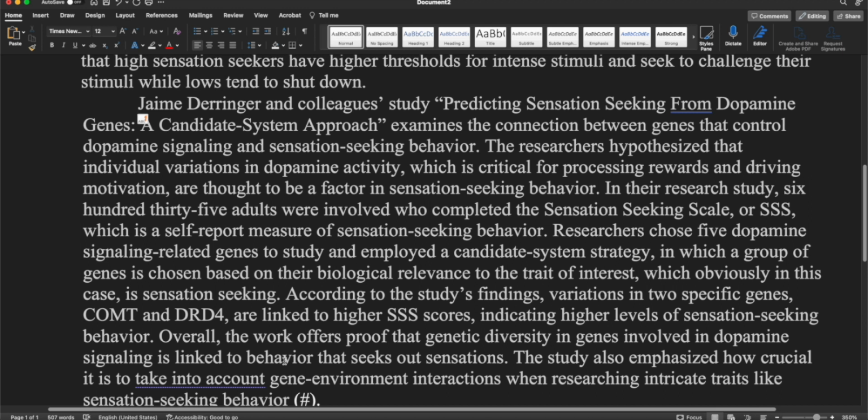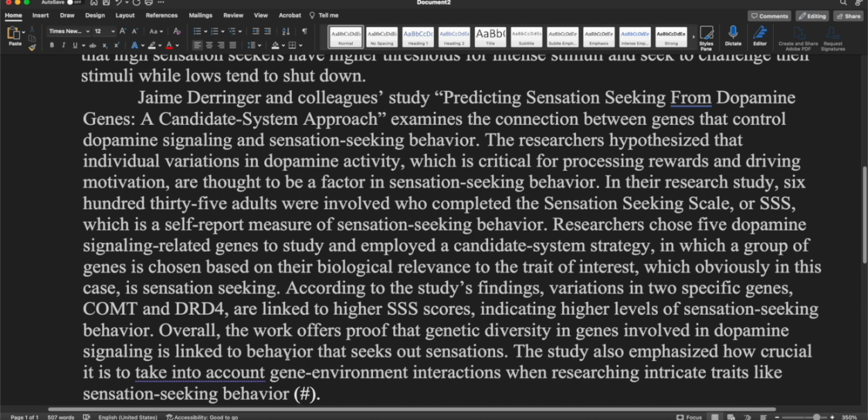In their research study, 635 adults were involved who completed the sensation-seeking scale, or SSS, which is a self-report measure of sensation-seeking behavior. Researchers chose 5 dopamine signaling-related genes to study and employed a candidate system strategy in which a group of genes is chosen based on their biological relevance to the trait of interest, which obviously in this case is sensation-seeking. According to the study's findings, variations in 2 specific genes, COMT and DRD4, are linked to higher scores, indicating higher levels of sensation-seeking behavior.